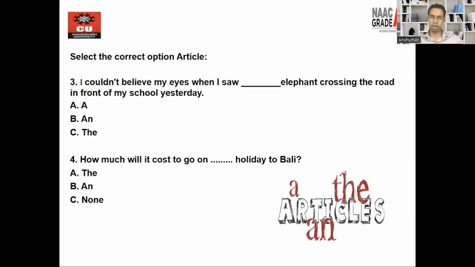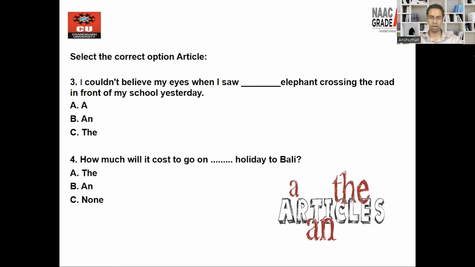Let us move ahead. Third option says, I couldn't believe my eyes when I saw dash. The correct option is an elephant. Because in English, always remember with words starting with the letters A, E, I, O, U, we will always be using an. Okay. For example, an umbrella, we will not say a umbrella. Likewise, elephant here, it is written. So that means an elephant, which is an indefinite article. So I couldn't believe my eyes when I saw an elephant crossing the road in front of my school yesterday.